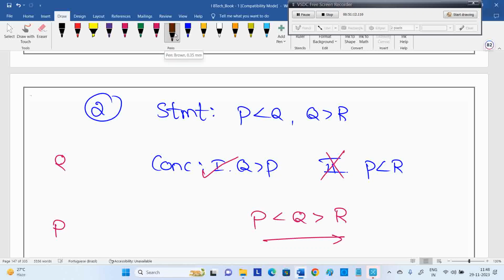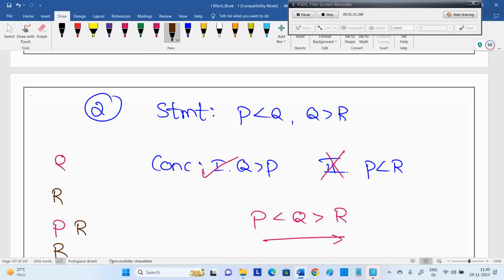If I put R here, is it Q greater than R? If I put R here, is it Q greater than R? R can be in three places. Still it satisfies Q greater than R.